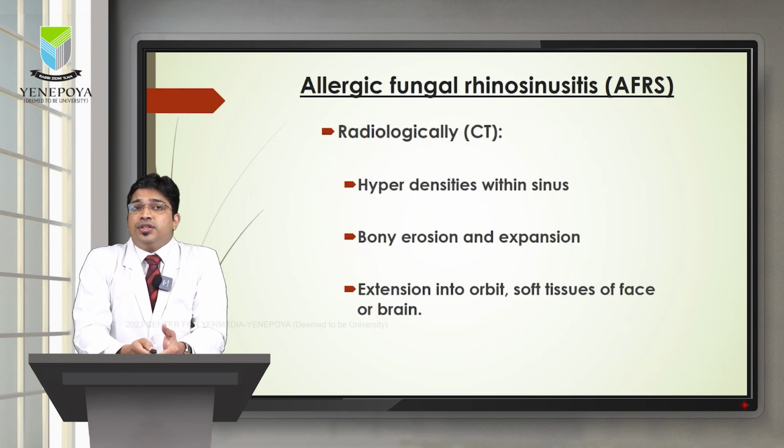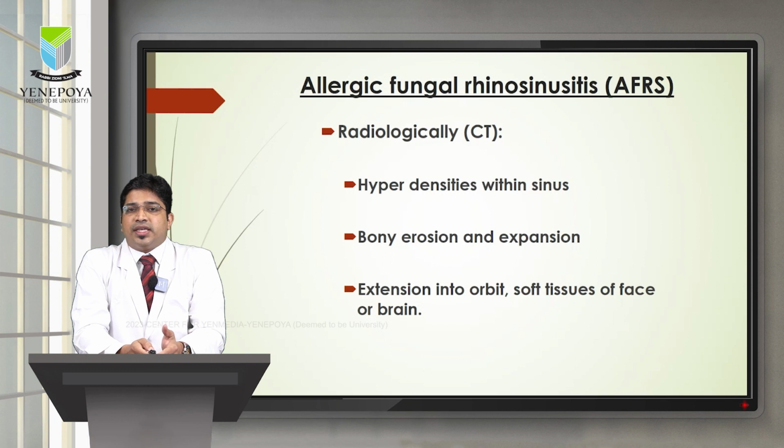When the radiological assessment of the paranasal sinuses is done with a computed tomography, what do we see? We see hyperdensities within the sinus, just like that of fungal ball sinusitis. We see the sinus filled up by mucin, which will show like a soft tissue density within the sinus, expanding within the sinus with bony expansion and thinning and sometimes even erosion. If the erosion is in the direction of the orbit, there will be intraorbital extension of this disease, and if it expands anteriorly, it may spread into the soft tissues of the face, and if it extends into the skull base, it may go into the brain.